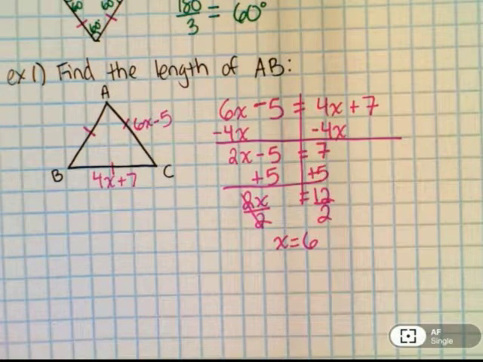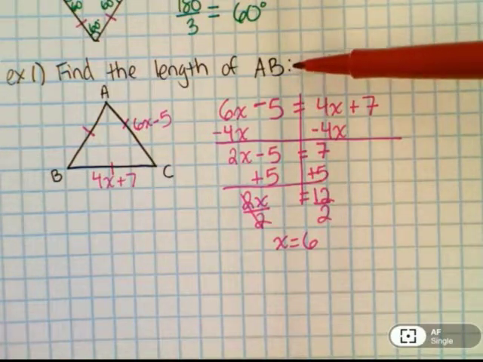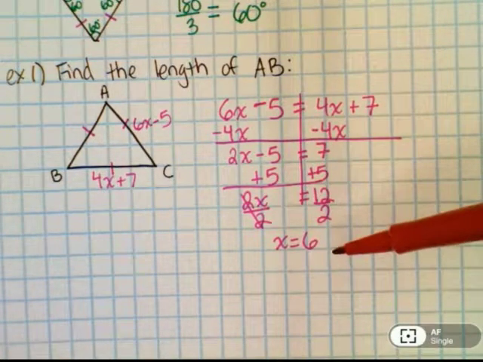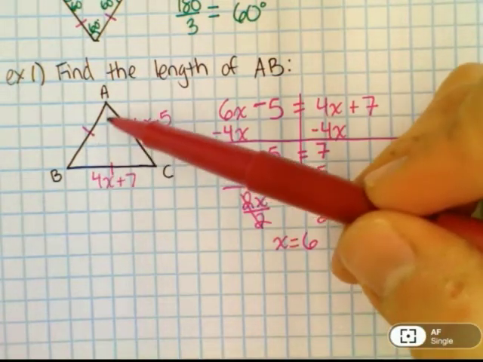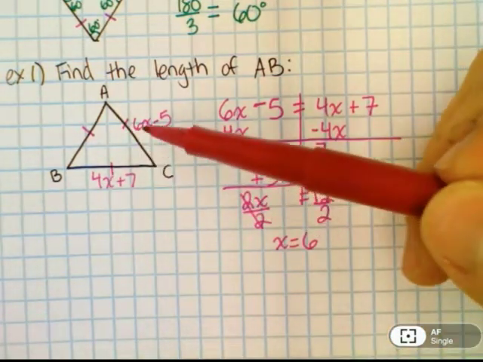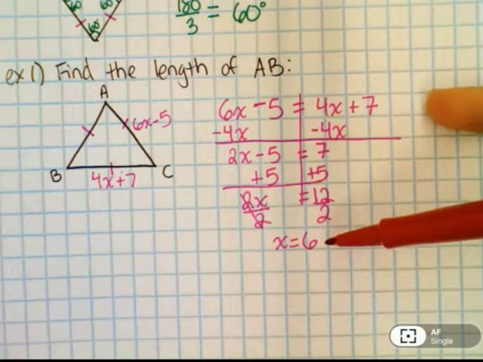So hopefully you got x equals 6. And I will say be really careful and make sure you answered the question that was asked. The question says find the length of AB. We found that x equals 6, but that is not the length of AB. The length of AB is going to be the same as the length of this and the length of this. And all we know right now is the value of x.